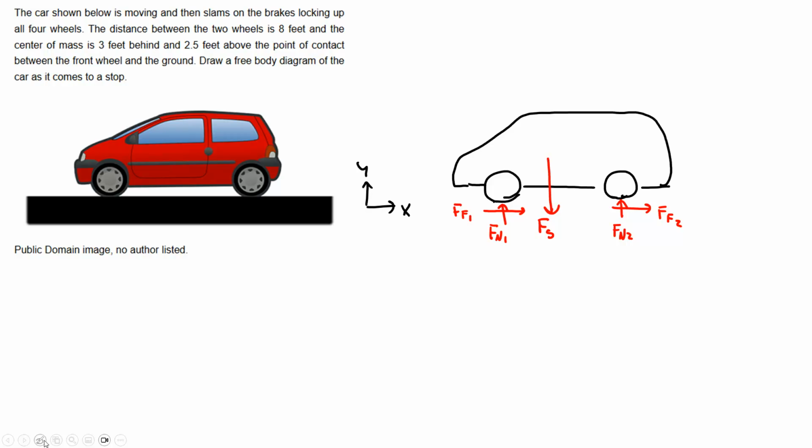I do need to include some important dimensions though. So let's go ahead and do the dimensions. I know that it is 8 feet from the front to the back, and so Fn1 and Fn2 are 8 feet away from one another. And then the gravity force is 3 feet horizontally, and this point here is 2.5 feet off the ground. Like so. Those are the dimensions that we're given.